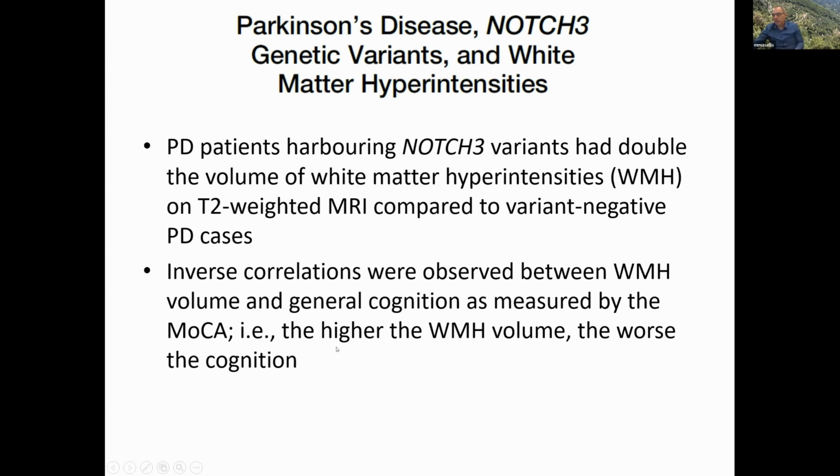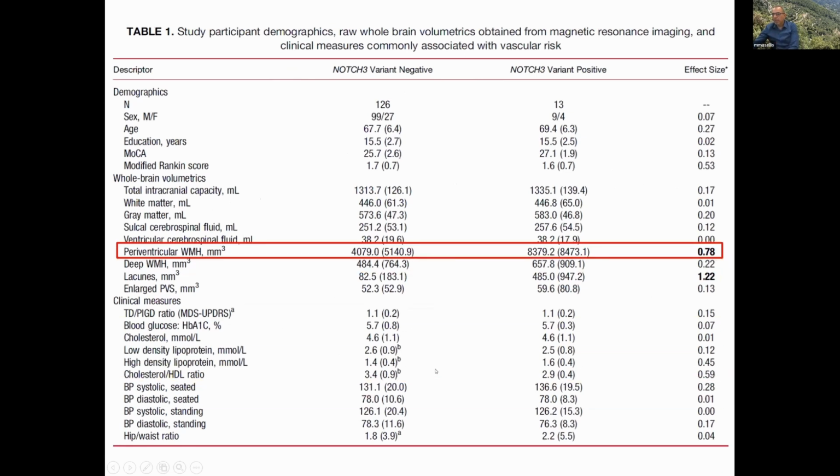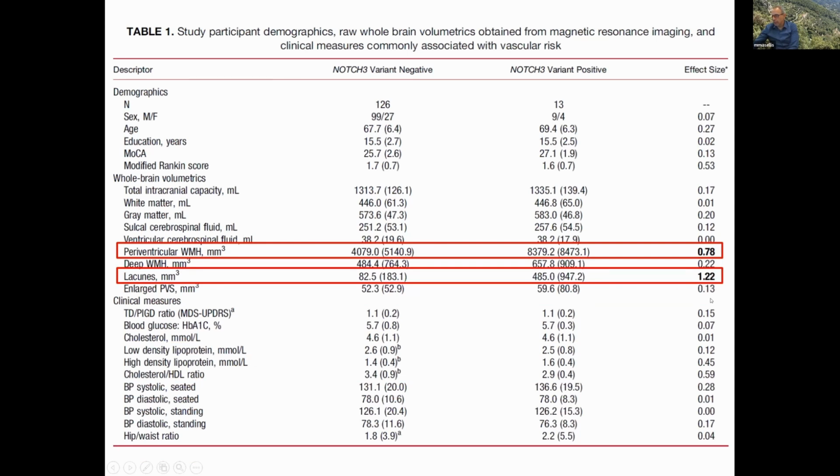Across the whole cohort, we also found inverse correlations between the white matter hyperintensity volume and general cognition, as measured by the MoCA, and essentially what we found was that higher white matter hyperintensity volume correlated with worse cognition. Just to highlight, we weren't sufficiently powered to look at subgroup studies, but what we found in our analysis was that there were larger effect sizes for this association between the positive patients versus the negative patients, whereby we saw a higher burden of white matter hyperintensity in the periventricular zone, as well as a higher likelihood that these were actually lacunes.